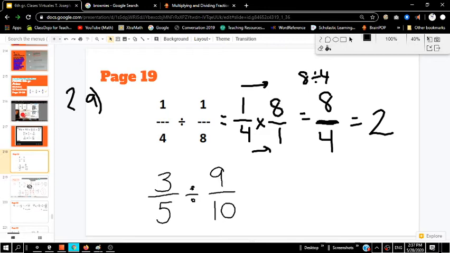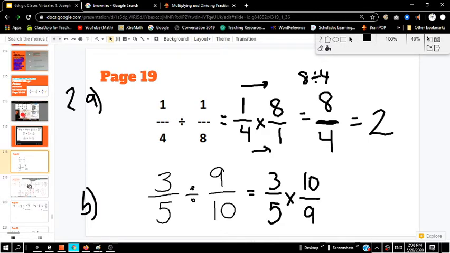Since we have a whole number, we don't need to simplify the number anymore. Let's do letter B on the bottom of page 19. 3/5 divided by 9/10 is the same thing as multiplying by the second number's reciprocal, just like the video explained and like our last class. So we're going to take 3/5 times its reciprocal, which is 10/9.